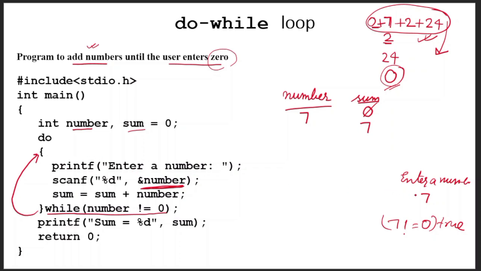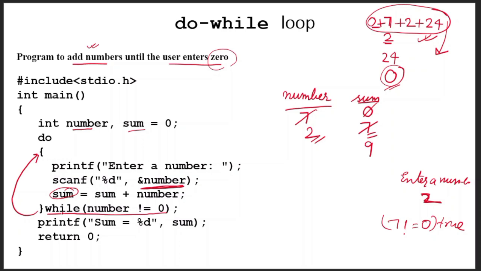Suppose this time the user enters 2. This 2 is going to be stored in your variable number. Now again sum is equal to sum plus number. Sum is 7, number is 2. So 7 plus 2 is 9 and it is stored in your sum. So the sum value is replaced with 9.